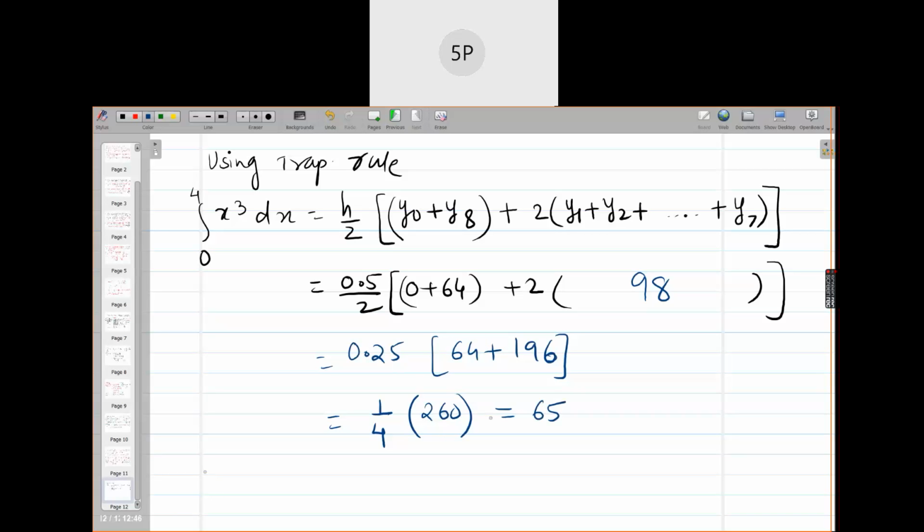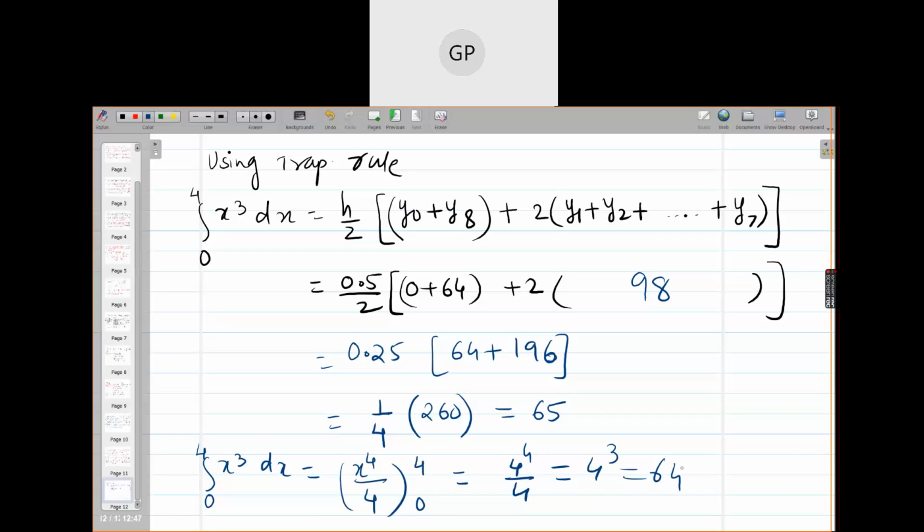65, right? And what is the analytical answer? What is the actual integration of x cube? It is x raised to 4 by 4 integrated between 0 and 4. So it is 4 raised to 4 by 4, that is 4 raised to 3, that is 64. So our answer is 65. So the error in our answer is 1 unit, right?